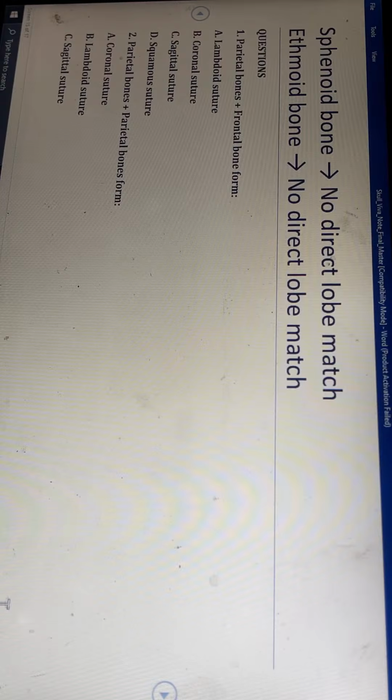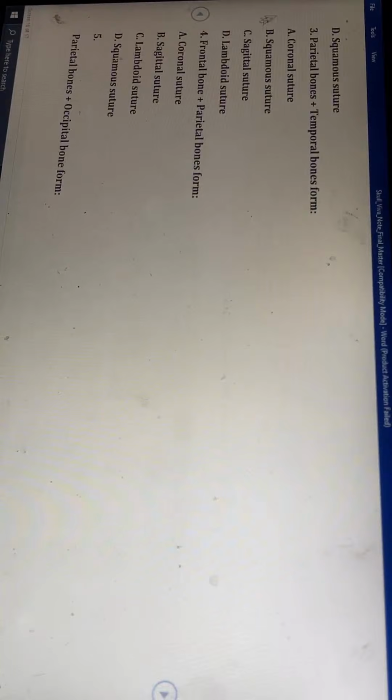All right, they're answering the B for number 1. So you are correct. The sagittal suture. Whenever you hear the word sagittal, it divides the plane into 2. Now, number 3, the parietal bones joins with the temporal bone by what suture?